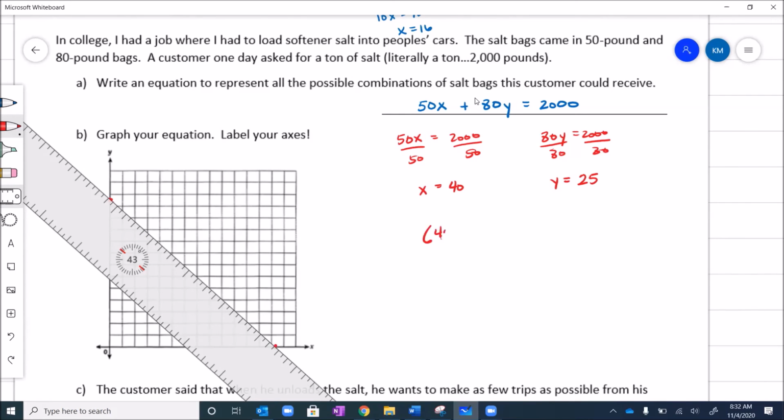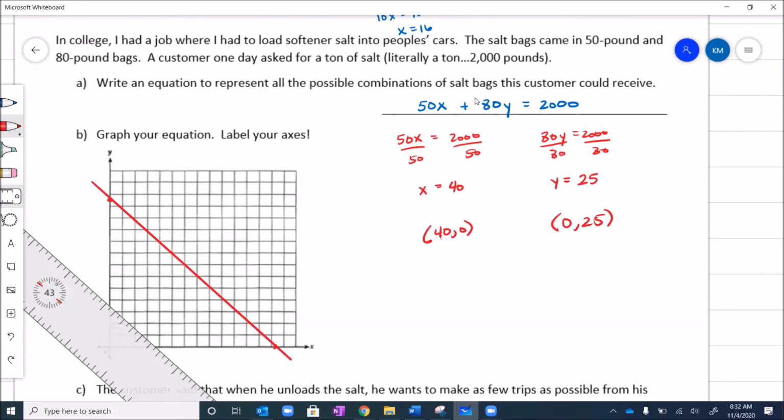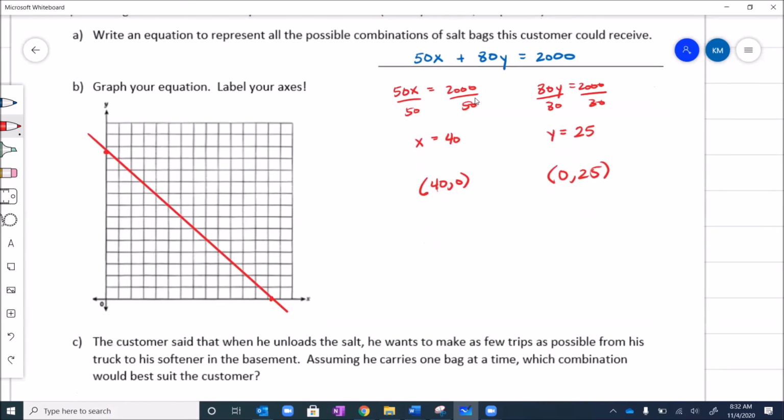Remember that that is 40, 0. That's where our x-intercept would be. Our y-intercept is 25 is 0, 25. Those are the points posted on the graph. And so our line that connects this, boom. All right. And so all the points through here give me the different combinations that I could have to give this man a ton of salt.